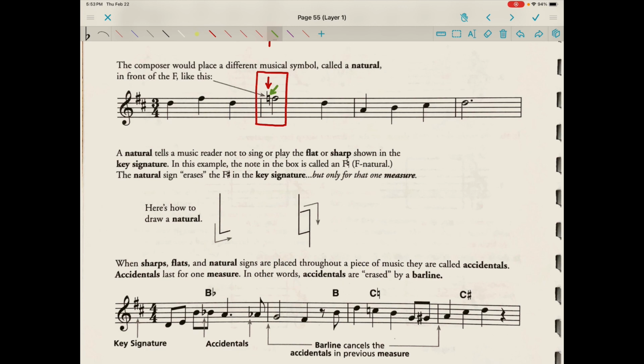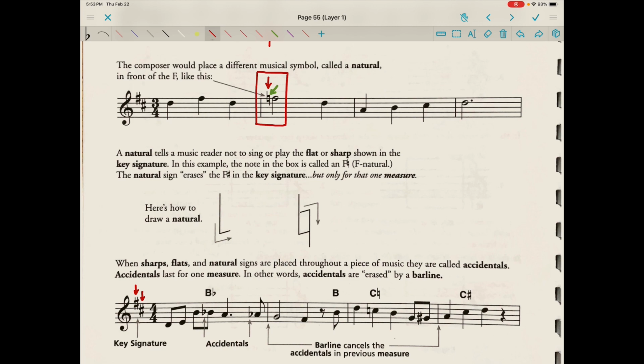Accidentals last for one measure. In other words, accidentals are erased by a bar line. So this is a really important distinction between the effect of sharps and flats in a key signature versus sharps and flats that are just placed in front of notes as accidentals. Sharps and flats that appear in the key signature will apply to every note that follows on the staff unless they're canceled out by an accidental.